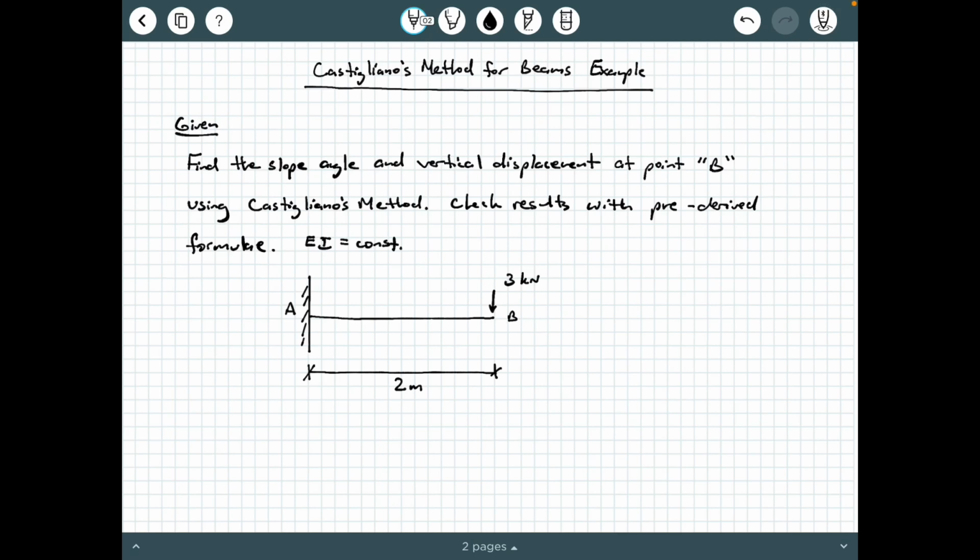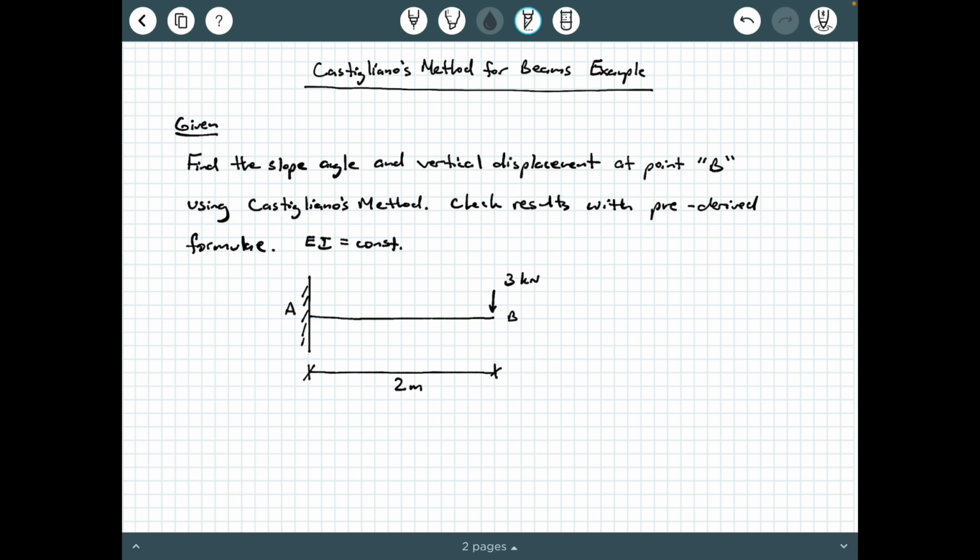Hey everybody, Dr. A here, and in this video we're going to be exploring an example of using Castigliano's method for a beam analysis. In particular, what we're being asked to do is to find the slope angle and vertical displacement at point B using Castigliano's method, of course, and then check the results with pre-derived formulae, which is one plural way of saying formulas.